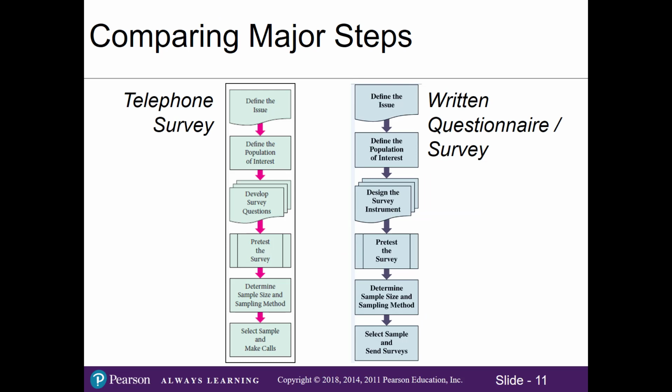One thing to note is that phone surveys and written questionnaire surveys are very similar in structure. They both include identifying an issue to study, identifying the population of interest or the participants that we want to study, developing questions to ask, testing the survey or piloting it before you send it out to the broader group, figuring out the appropriate sample size and sampling method, and then picking your sample and then sending out the surveys or making your phone calls.